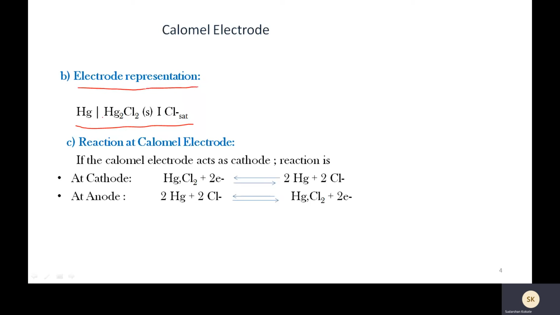If the calomel electrode acts as a cathode, then the reaction is: Hg2Cl2 plus 2 electrons reversibly forms 2Hg plus 2Cl minus ions. And if it acts as an anode, then the reverse reaction takes place: 2Hg plus 2Cl minus reversibly forms Hg2Cl2 plus 2 electrons. So this is the cell reaction of the calomel electrode.